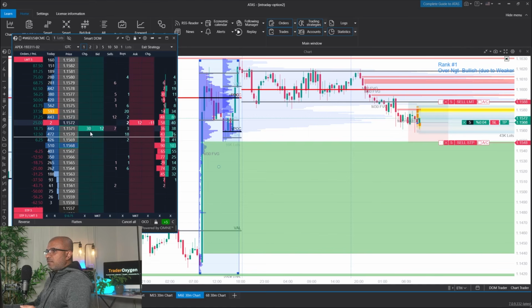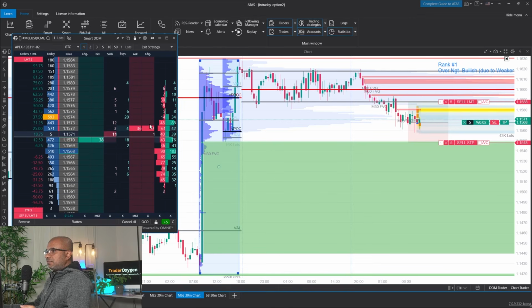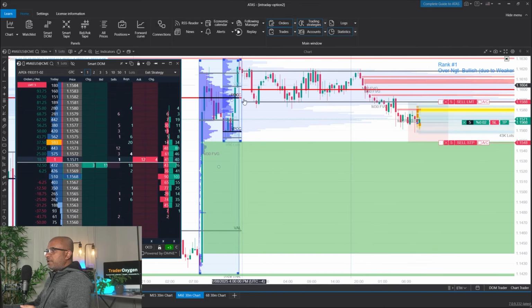So you can see more and more buy limit orders are coming. These bids are buy limit orders, these are sell limit orders. You can see the sell limit orders are backing down. That is why the price is pushing up, and currently the trade is in profit. So the smart DOM tells a picture of what's happening. This price push up built up a high volume cluster over here.